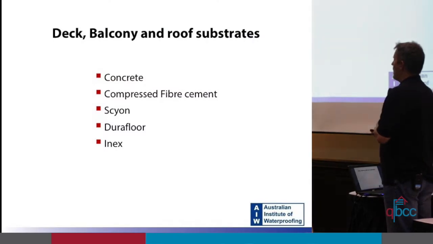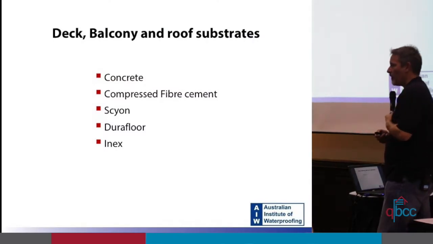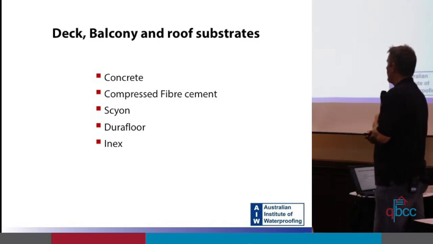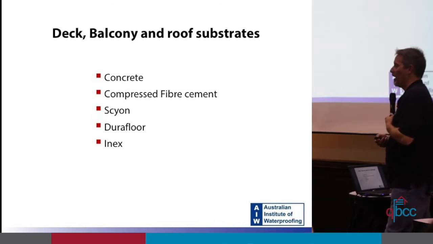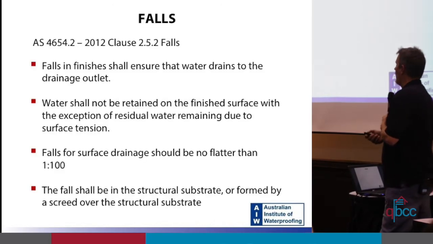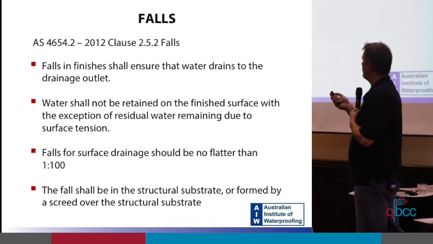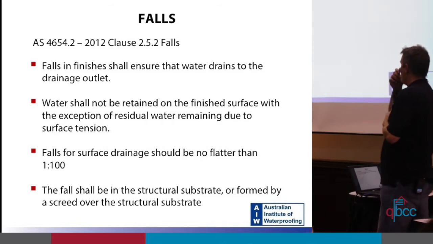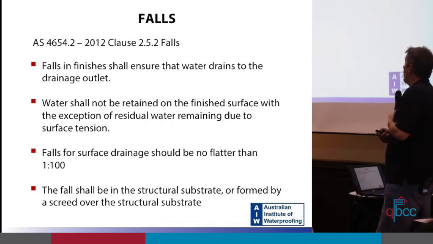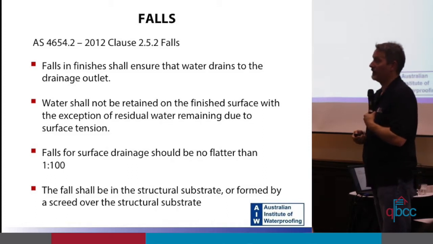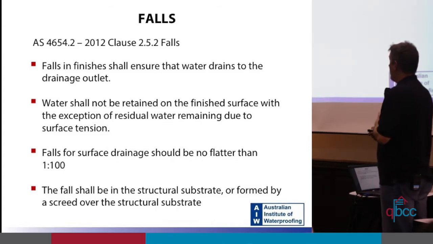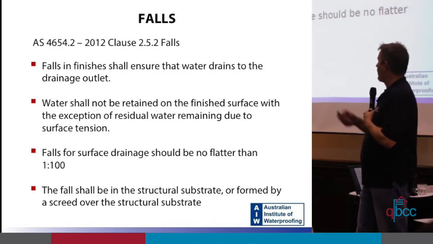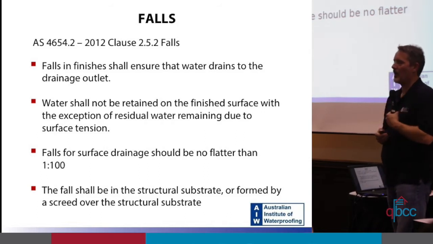So let's talk a bit more about specific substrates. So generally for external waterproofing, you're going to find concrete, you're going to find compressed fibre cement, Scyon, Durafloor, NX boards, and Cementel also have a product. So with all of these, there have to be falls to the drainage outlets. So the standard says falls in finishes shall ensure that water drains to the drainage outlet. Water shall not be retained on a finished surface with the exception of residual water remaining due to surface tension, and falls for surface drainage should be no flatter than 1 in 100.